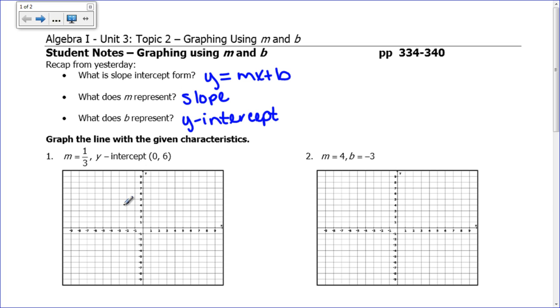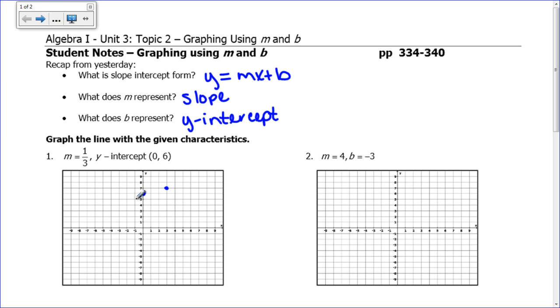So let's practice. We want to graph a line with a slope of 1/3 and a y-intercept of 6. Well, that means that my y-intercept is right here at 6. And then my slope gives me directions. This 1/3 tells me I want to go up 1 and then to the right 3 to get to another point. So I'm going to start at my y-intercept. I'm going to go up 1 and over 1, 2, 3, and there is another point on my line.